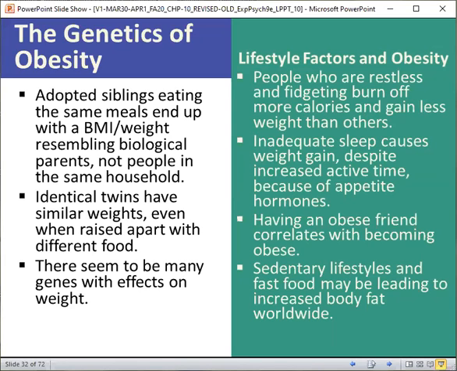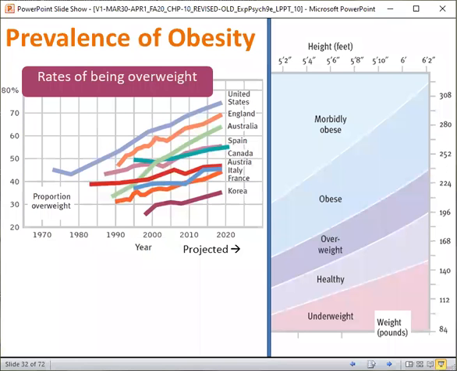Now, overall, and this is well before the pandemic, let's see what the world was looking like. So the prevalence of obesity, rates of being overweight. We can look here and see who's number one. That's us. This is somewhat old data, but I would suspect it's probably around the same. We are one of the most overweight nations in the world, followed by England and then Australia.